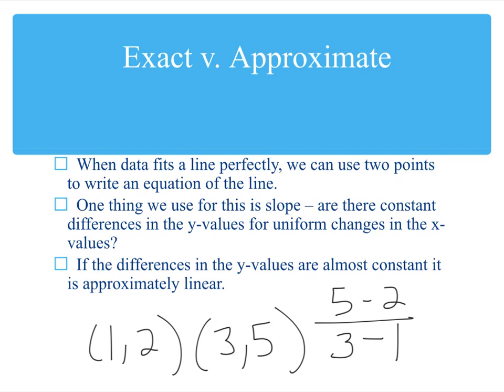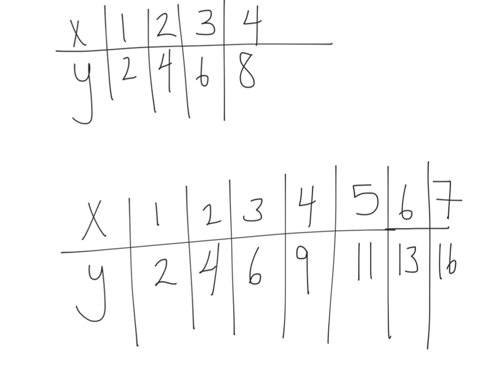Let's look at 2 examples of this. Let's look at an exact example, and let's look at an approximate example. So here you see 2 examples. On this first one, if we look at the first differences, we see that they are always 2. So x is changing at a constant rate. It's uniform. It's always going up by 1, and the first differences are the same. So this is exact.